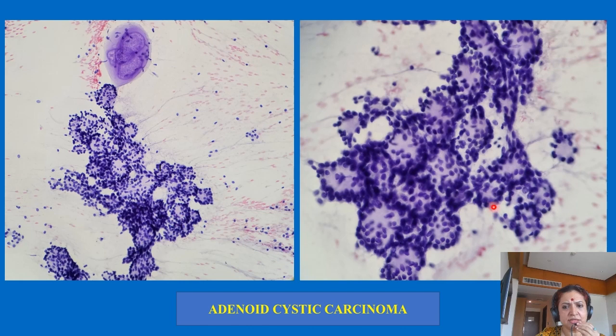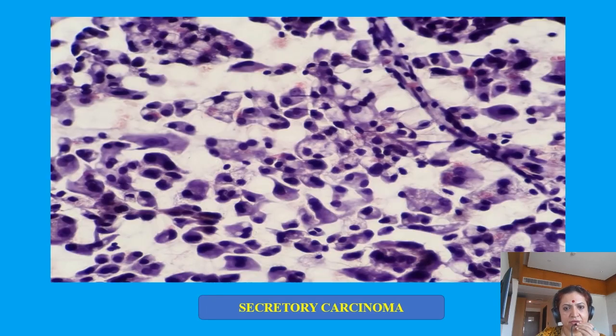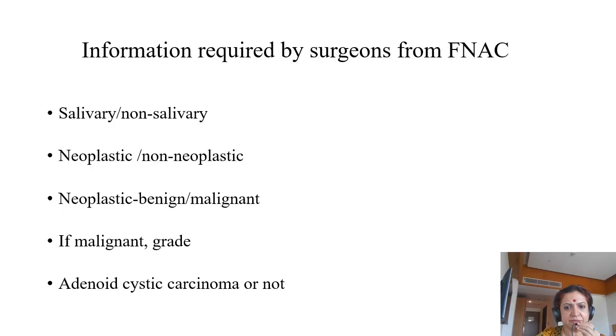And again, this is an adenoid cystic carcinoma. This is a mucoepidermoid carcinoma where you can see these mucoid cells and the other epithelial cells. Secretory carcinoma with a vacuolated cytoplasm.